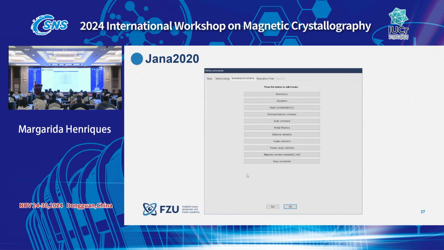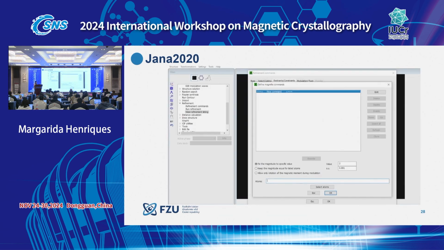In addition, we have this tab on refinement commands, in which the user has the possibility of controlling the structure. So there are these restrictions, the way to restrict angles, distances, and magnetic moments, also the refinement and such. For instance, in this magnetic moment restraints, you have these commands here, which allow you to fix the magnetic moment to a specific value, or to group atoms and restrain them to have the same magnitude for the magnetic moment, or to only apply rotation when you have some modulation.